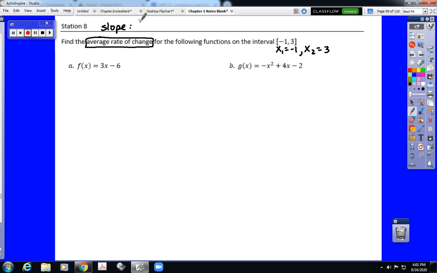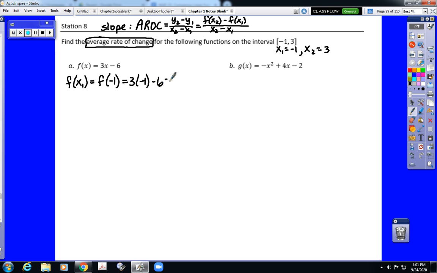So we're going to use our equation. Average rate of change is y2 minus y1 over x2 minus x1. Or you could write that as f of x2 minus f of x1 over x2 minus x1. So we do f of x1, which is f of -1 first. That would be -9, meaning we have the point -1, -9 as one of our 2 points that we're going to be finding the slope with.